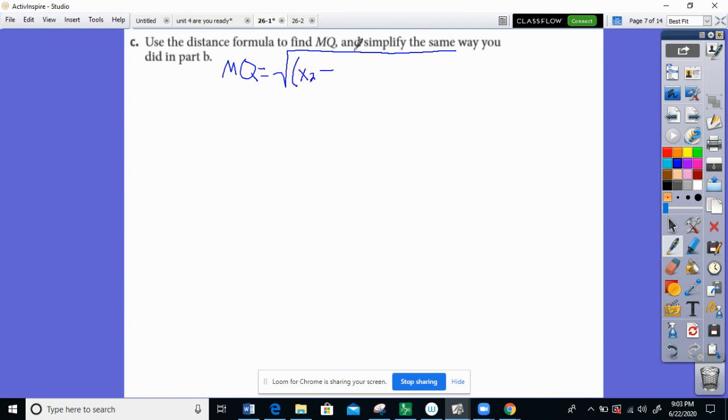So that's going to be x2 minus this quantity x1 plus x2 over 2. We're supposed to take that and square it. We want to do the same thing with the y's. The y value for point Q minus the y value for point M. Now, this might look a little messy right now, but we're going to do the algebra the exact same way.